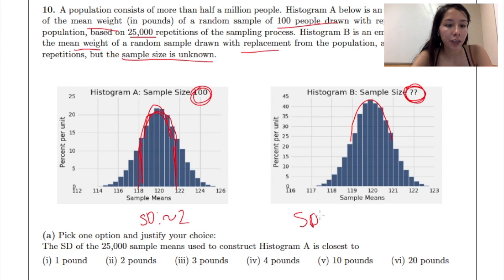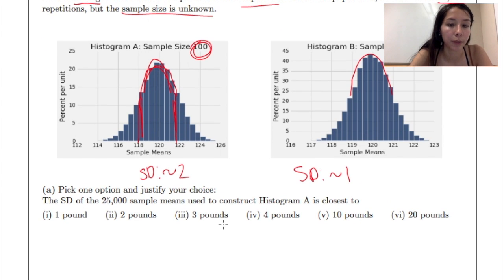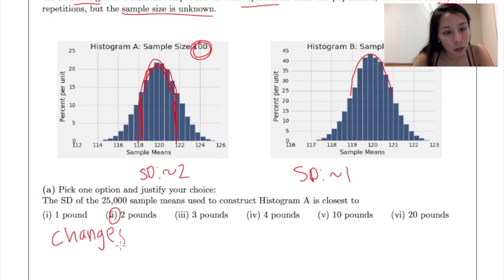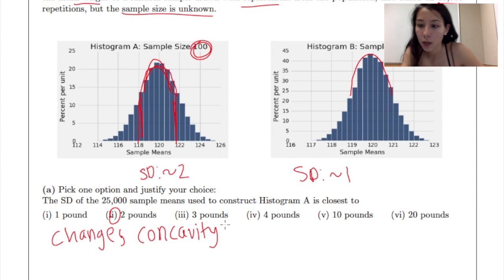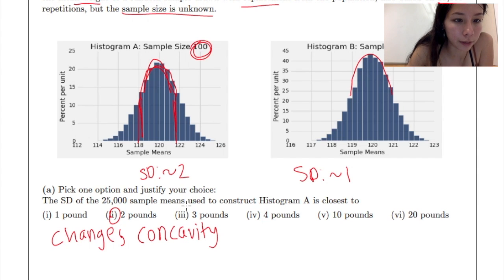Alright, so the SD of the 25,000 sample means used to construct histogram A is closest to, and in this case, we can just say 2 pounds because we've looked at the histogram, we see that it changes concavity here. And since it's a normal distribution, we can basically just look at it. Also, based on the central limit theorem, more than 90% of the data should be within 3 standard deviations of the mean. If we look at 3 standard deviations, we see that basically has all the data, so that just basically is a sanity check that shows us that we're doing things right.